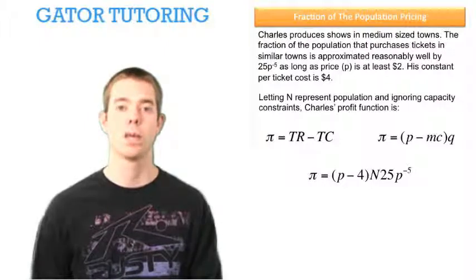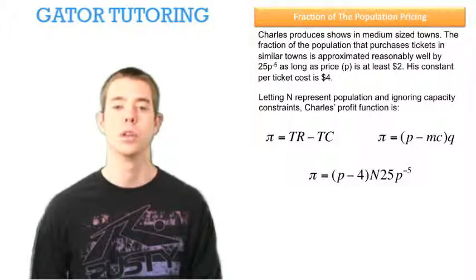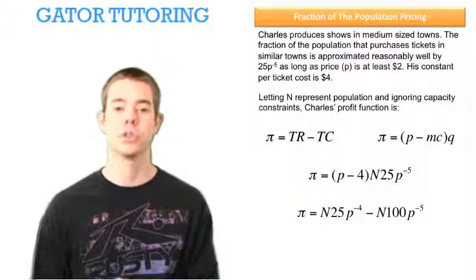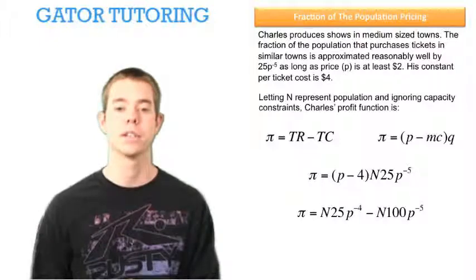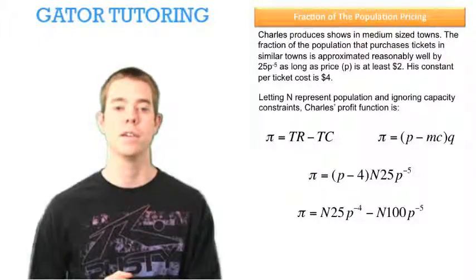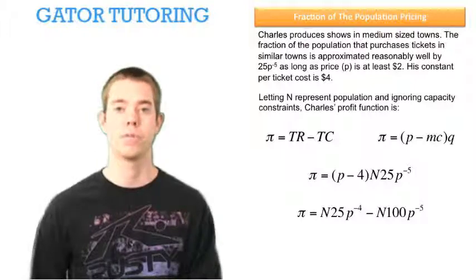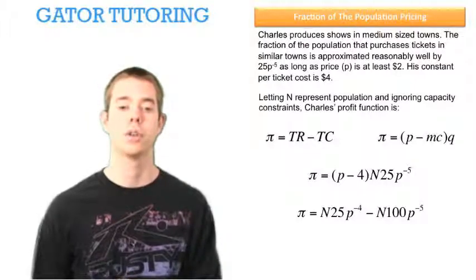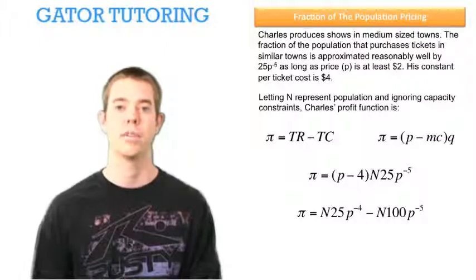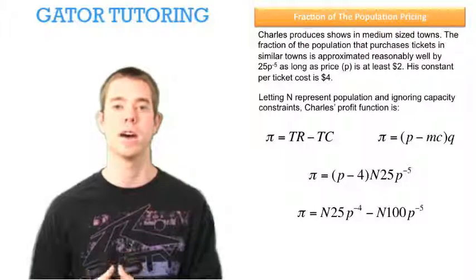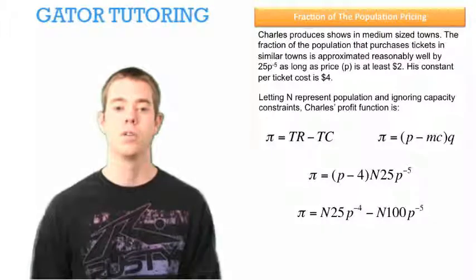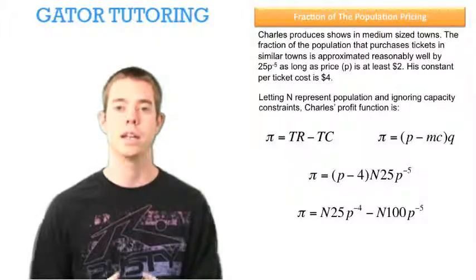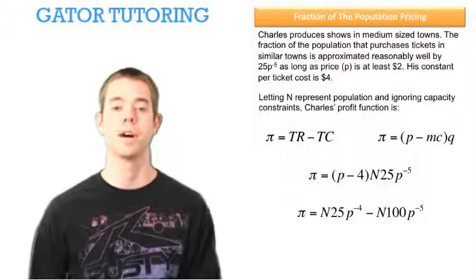So to get it in a form like we see it on the test, we need to distribute through. We distribute through n times 25 times p^-5, and we get this. When we multiply p^-5 times p, that gives us p^-4, because p by itself has an exponent of 1, we just don't see it. We add their exponents. So we have p to the negative 5 plus 1, which gives us p^-4. And when we multiply through, 4 times 25 gives us negative n times 100 p^-5.